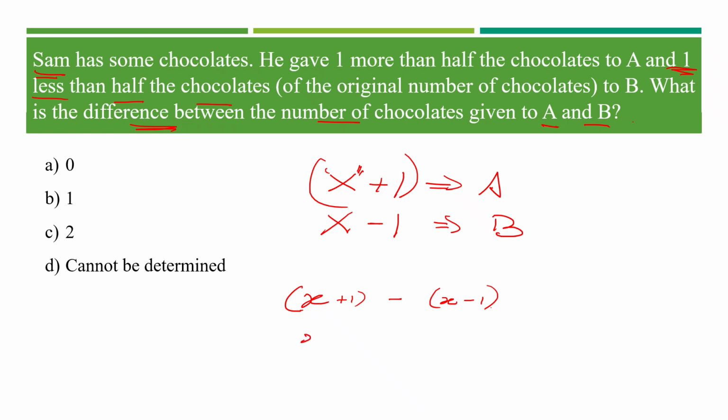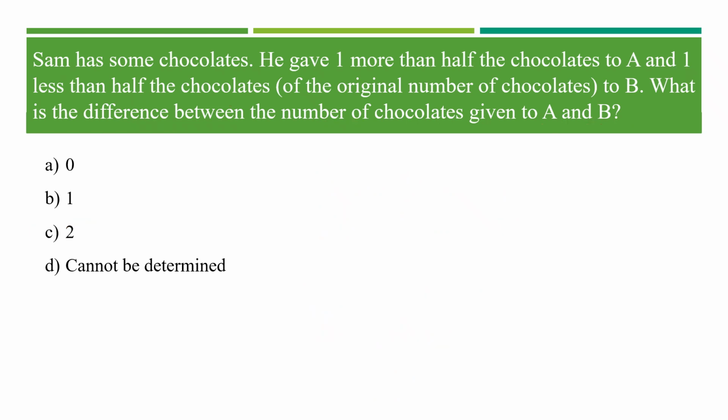Mathematically, we say x plus 1, then multiply with the negative sign, you get minus x plus 1. X gets cancelled, and the answer is 2. It's kind of a logic question. One more than the half and one less than the half, so obviously the difference is 2. Great. Moving on to our next question.